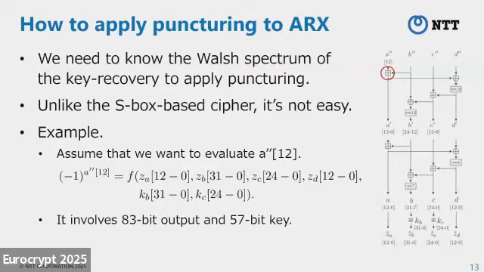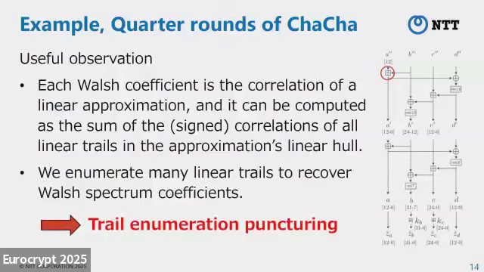Okay, so now we want to apply this idea to ARX, but we have a problem. For example, now we want to compute A double prime 12 from Z and the key. If we want to apply puncturing, we need to know the Walsh spectrum. But how to know the Walsh spectrum? The most trivial idea is to first construct the key recovery function f and apply the Walsh transform. Then, of course, we get the Walsh spectrum. But in this case, this key recovery function involves an 83-bit output and a 57-bit key. So it means the key recovery function has a very big domain, and it's not possible to obtain the corresponding Walsh spectrum. So we need to solve this issue.